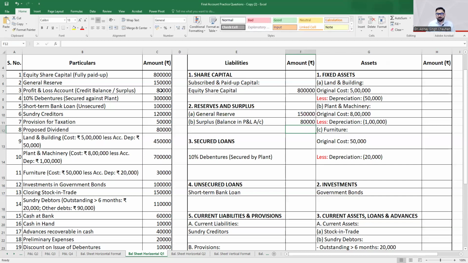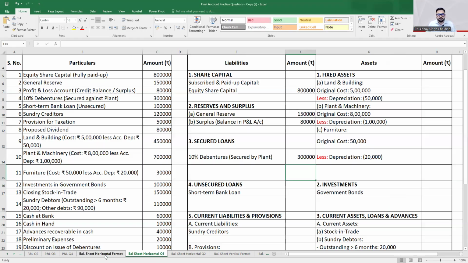Now, when we talk about 10% debentures, this is secured against their plant, right? So it is being secured by a physical asset, and the physical asset is the factory or the plant that has been set up, right? So this 10% debenture is rupees 3 lakh. I'll just go to the debenture part, do the equals to sign, and just click on this tab, and we'll get the value, right? Then you look at the fifth item. The fifth item is short-term bank loan. Now see, in the short-term bank loan, it is written unsecured.